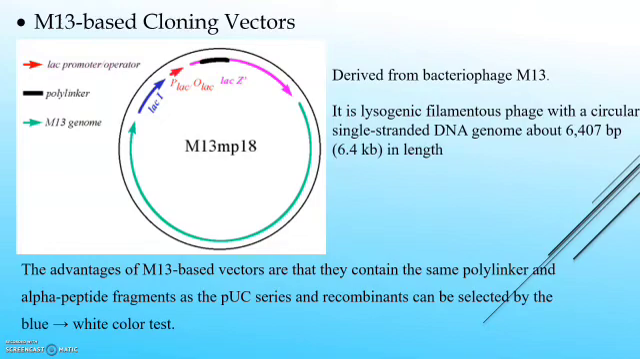And the main advantage of these M13 based vectors is that they contain the same polylinker and alpha peptide fragments as the PUC series, and the recombinants can be selected by the blue-white color test. And since the size of this genome is very small, it is very easy to handle.